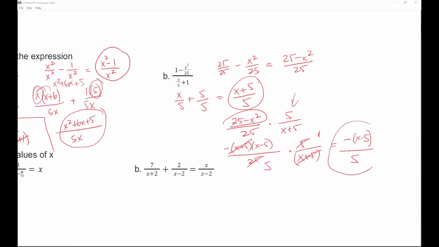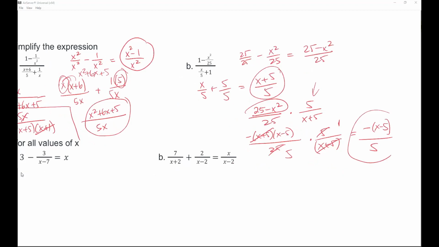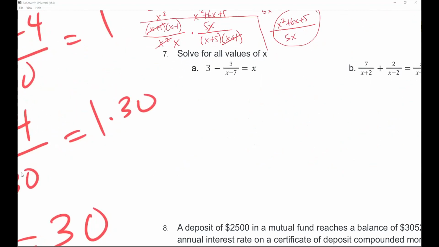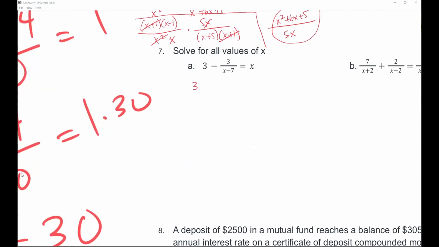Right? Here we go. I'm going to have to do this quickly because I'm running out of time on my Zoom.